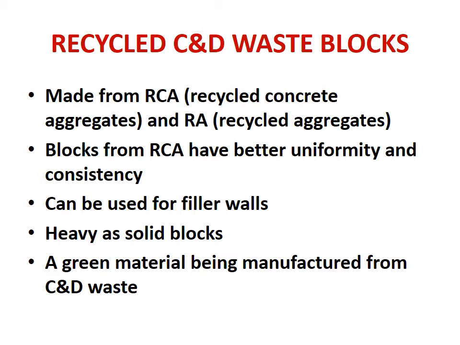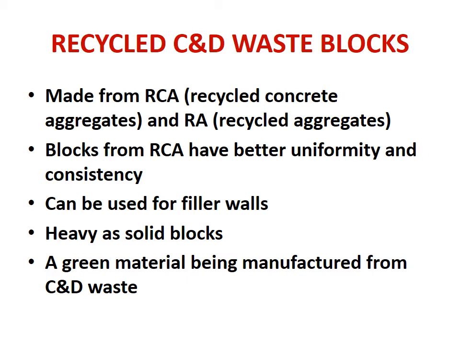So particularly when blocks are manufactured from RCA, they have better uniformity and consistency, and even quality will be better. But when they are manufactured from recycled aggregates, the composition may vary from place to place or from lot to lot because of the brick aggregates and the ratio of brick aggregates and concrete aggregates during recycling. So then uniformity and consistency are to be ensured. That means quality has to be ensured as per requirement.